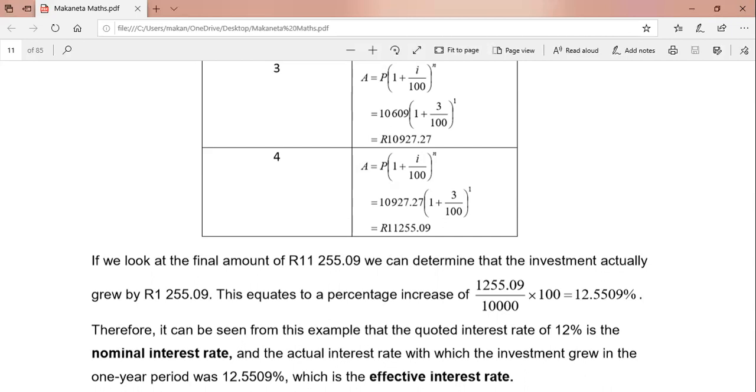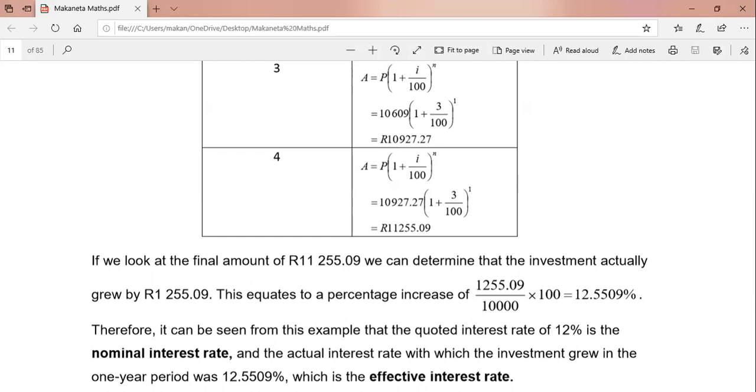And of course, we can tell without any doubt that our investment has grown by an amount of 1,255 rands and 9 cents. So in other words, your investment has grown from 10,000, which was made at the beginning. It has grown to 11,255 rands and 9 cents.